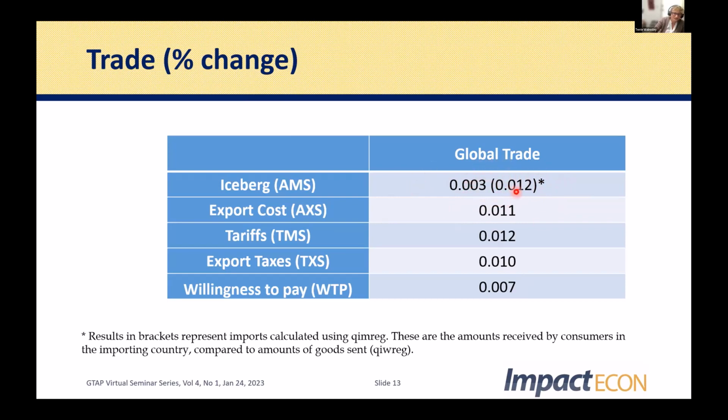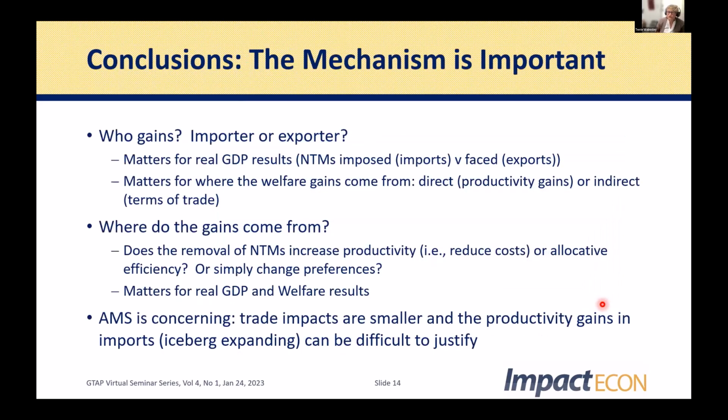So trade actually doesn't increase nearly as much in the AMS method, which we found interesting. So in conclusions, the mechanism we chose is very important. It matters for the GDP results, whether you impose versus how much you face NTMs will impact your GDP results.